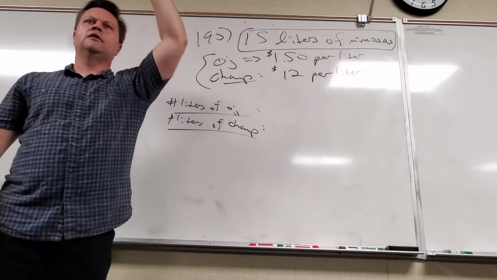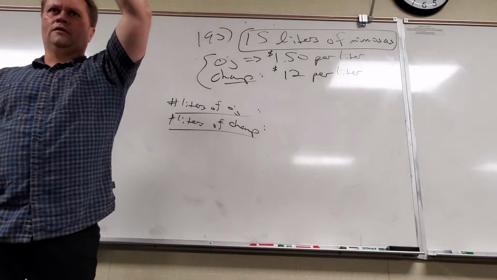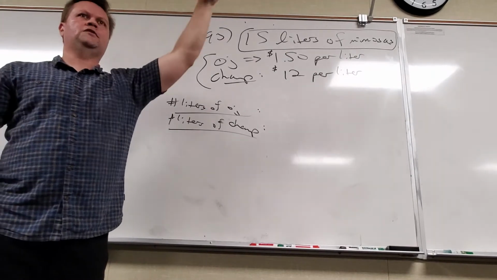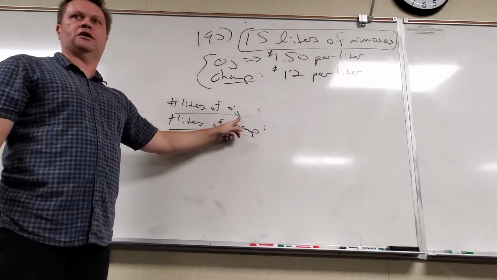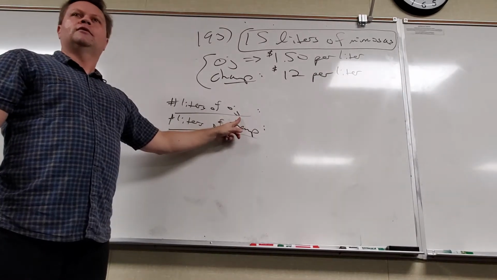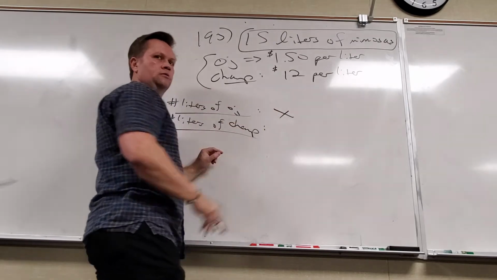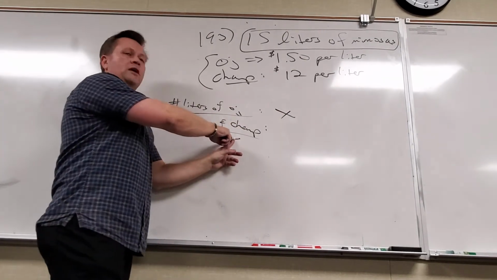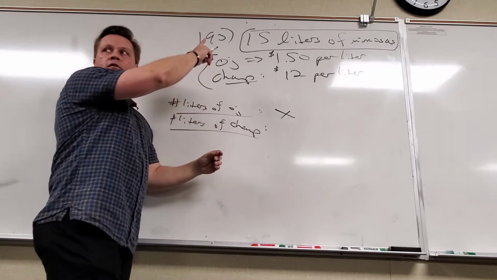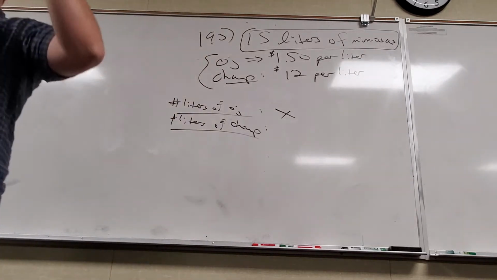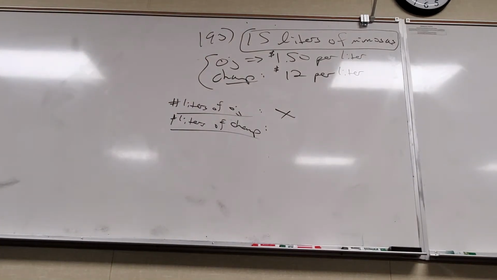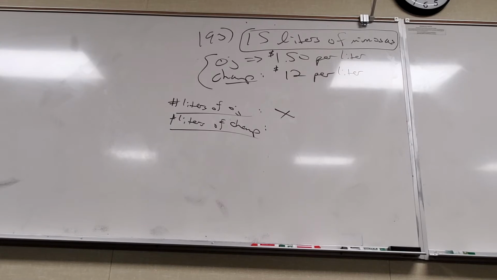How'd you get 11? 15 minus 4. What if she was going to use 7 liters of OJ? 15 minus 7, 8 liters. So how much OJ is she using? I don't know. So how many liters of champagne then? I don't know. Yes, you do. When it was 4 liters of OJ, it was 15 minus 4, the rest champagne. Is everybody with me?